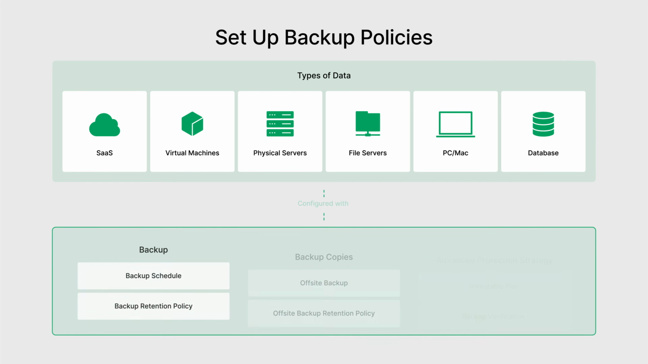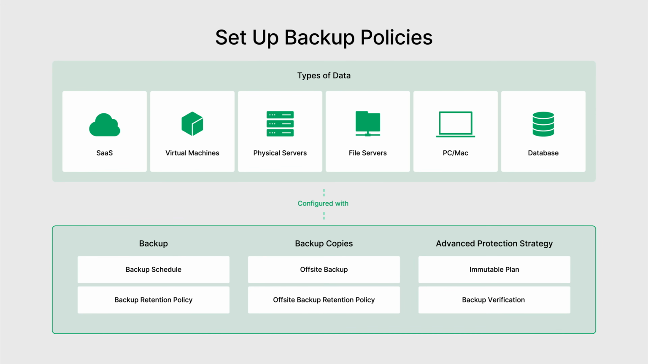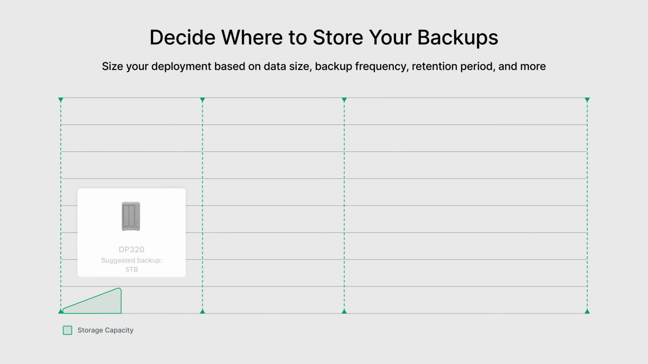Once you've identified your most critical systems and data, the next step is to plan your protection strategy based on your business needs. A great way to start is with the 3-2-1-1-0 backup rule. That means keeping primary backups, storing copies off-site, and enabling features like immutability and verification to ensure your data is secure. Next, estimate your storage needs.